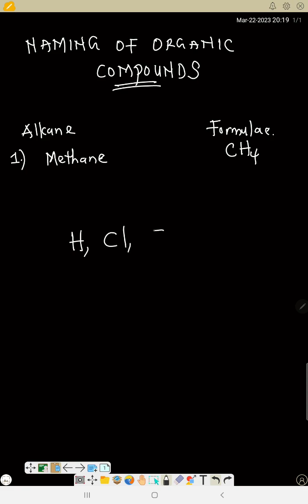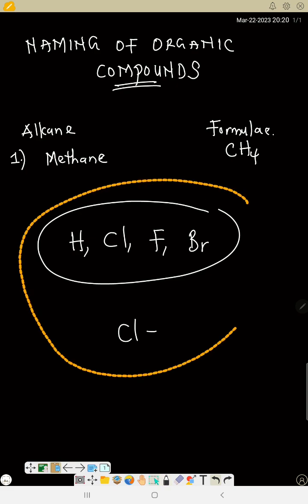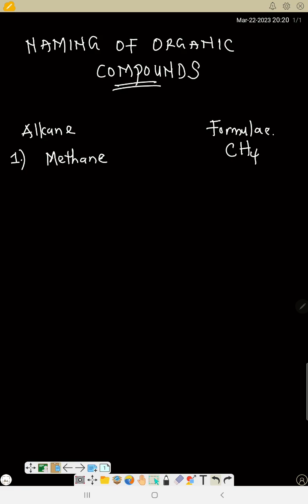Chlorine, fluorine, bromine, they belong to group 7. They all have 1 as their valency. So anything that has 1 as valency will have just 1 bond. That means the number of bonds you have here is the valency of that element. So take note. That is how you can know whether you are writing a correct name or correct bond.